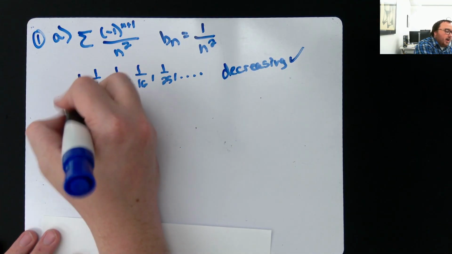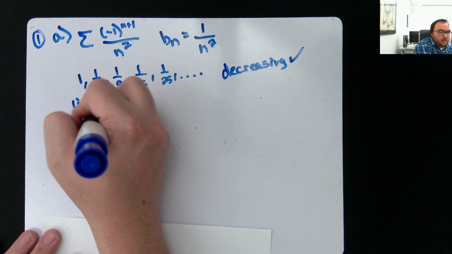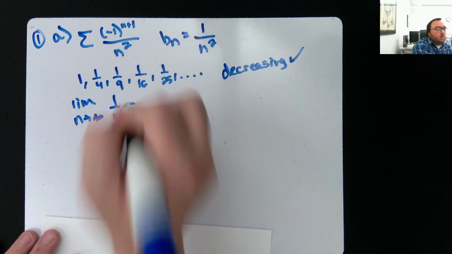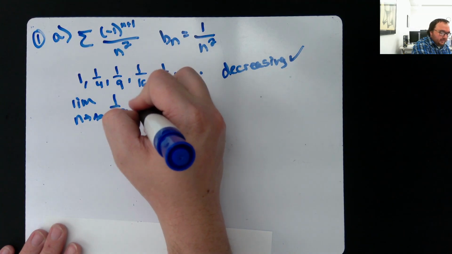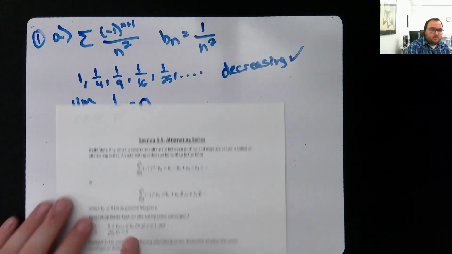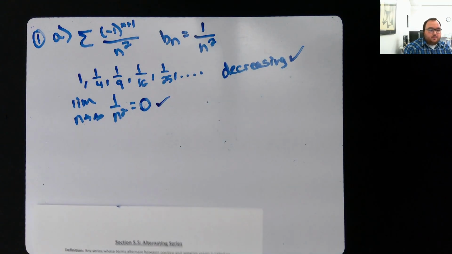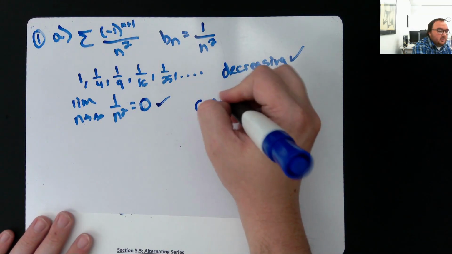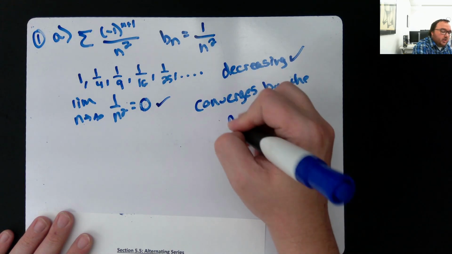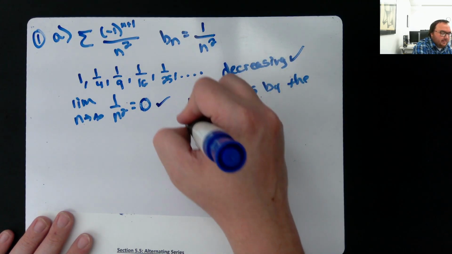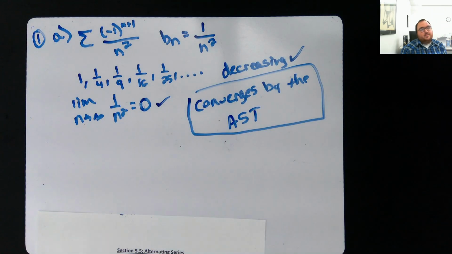The next one, I'm going to take the limit as n goes to infinity. Well, as this gets really big, the whole thing is really small. So 0, which is what I wanted. So that's also good. Therefore, this converges by the alternating series test. It's that quick, that simple there.